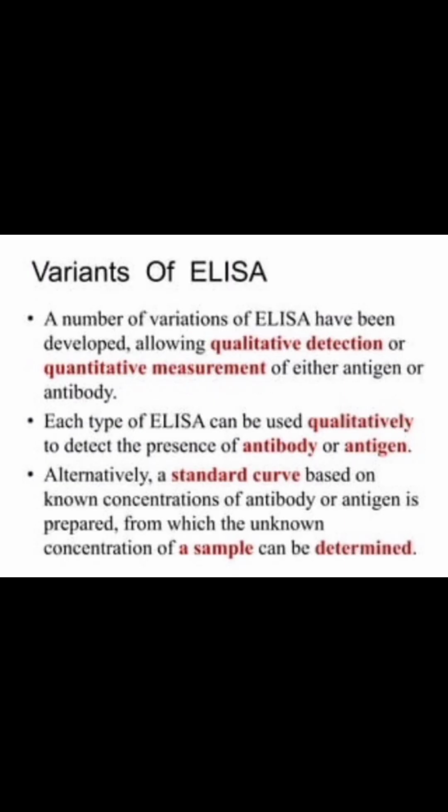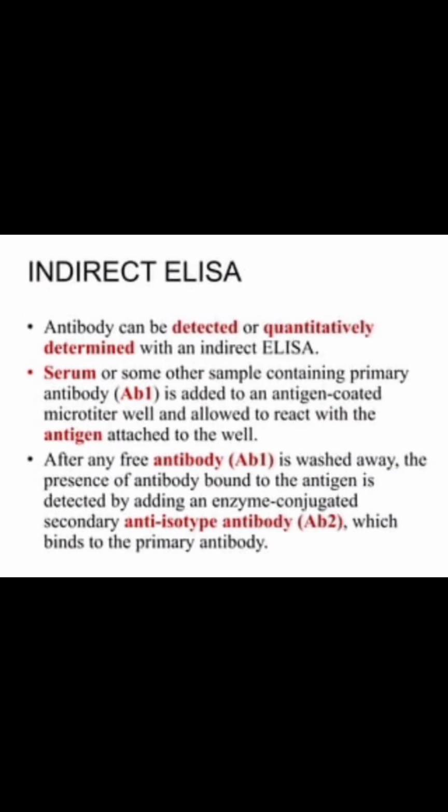Four types of ELISA are available: indirect, direct, sandwich, and competitive ELISA. In variants of ELISA, a standard curve based on known concentrations of antigen and antibody is prepared. In indirect ELISA, antibody can be detected or quantitatively determined. Serum or some other sample containing the primary antibodies is added to the antigen-coated microtiter well, and it is allowed to react with the antigen.